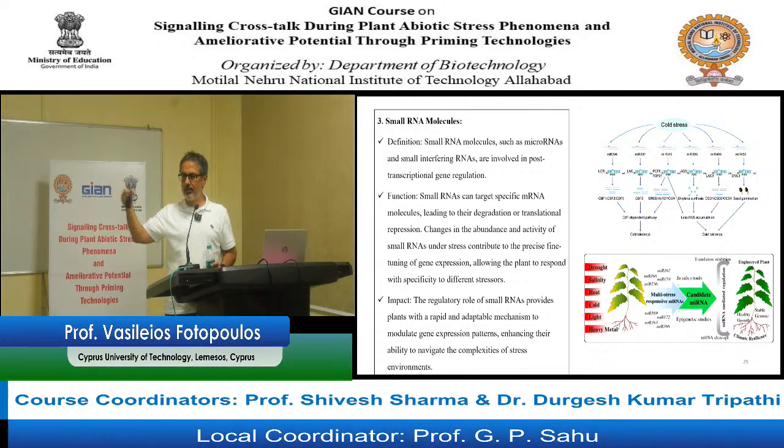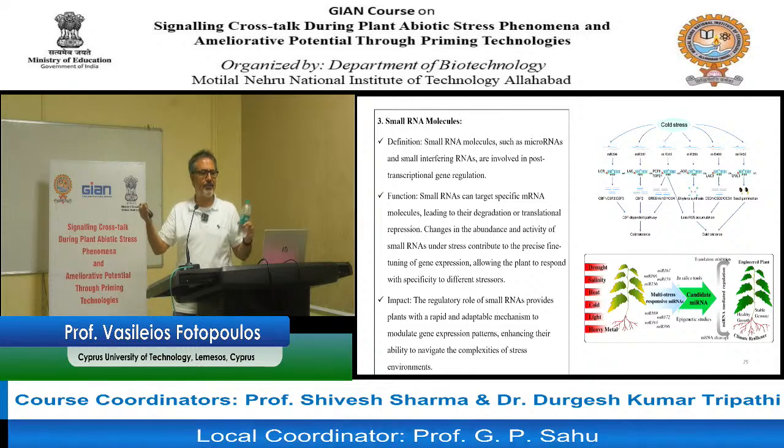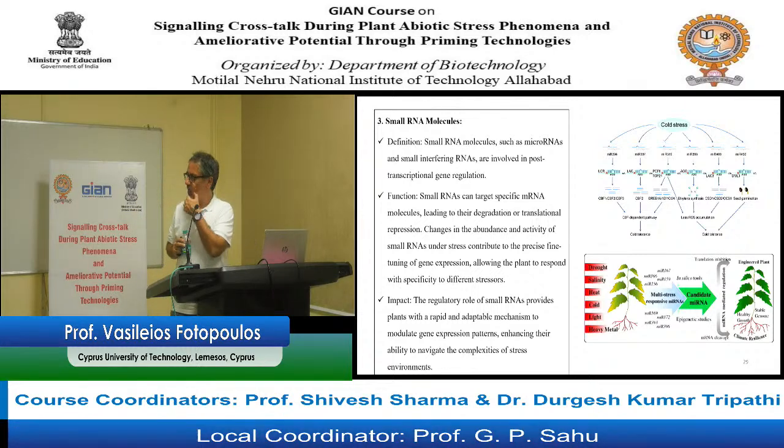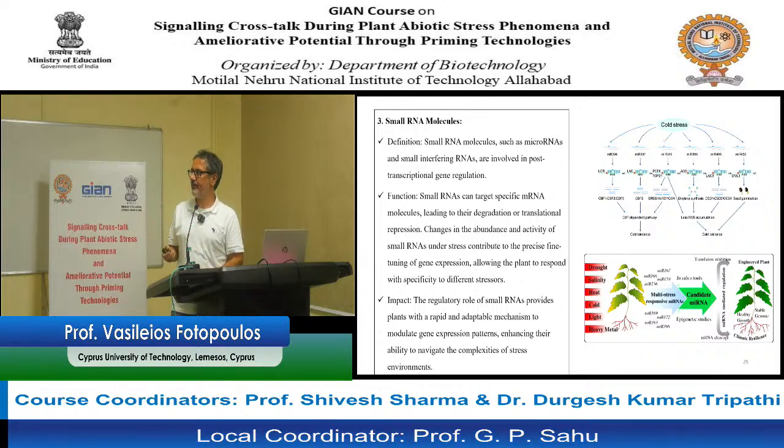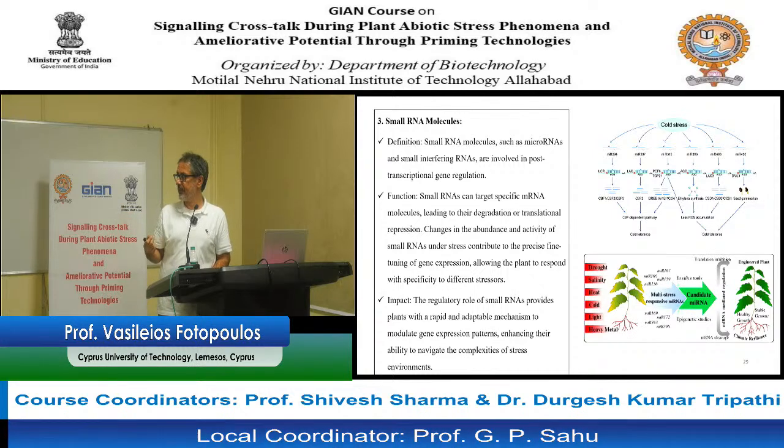This is very important for silencing techniques when carrying out gene silencing. And this is also essential when developing technologies like VIGS, virus-induced gene silencing, and so on. So this is RNA interference, the basis of RNA interference. So small RNAs can target specific mRNA molecules, thus leading to their degradation or their translational suppression. Okay? So changes in the abundance and activity of small RNAs under stress contribute to the precise fine-tuning of gene expression, thus allowing the plant to respond with specificity to different stressors.